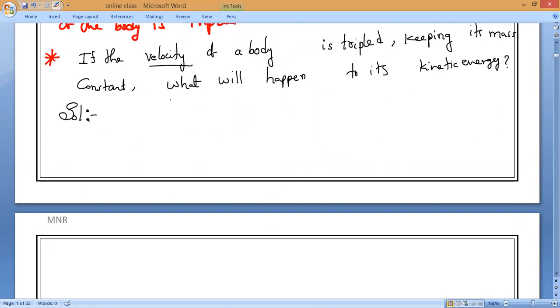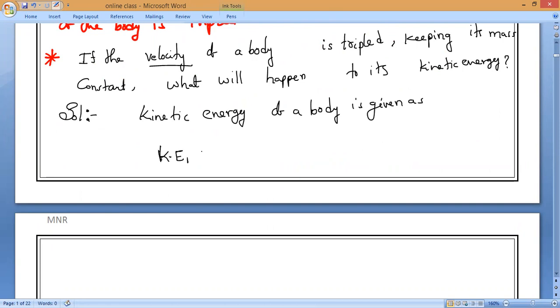Write it. Kinetic energy of a body is given as. What is the kinetic energy of a body given? Normal formula, standard case. What is the kinetic energy formula for any body? Everybody, half mv square. Let me take it as K1 so that it is easy. Half mv square. Let me take this as equation 1.